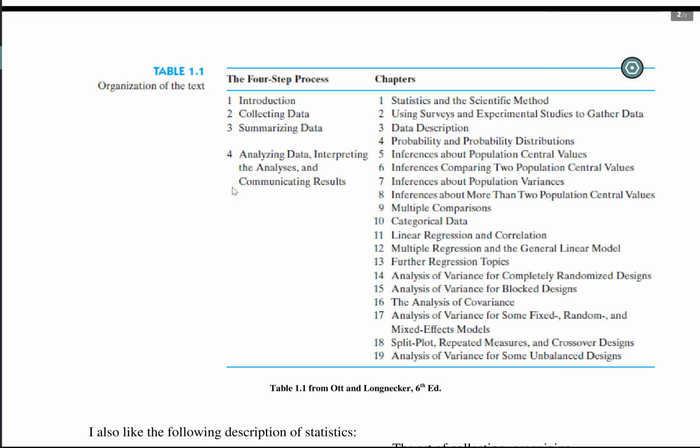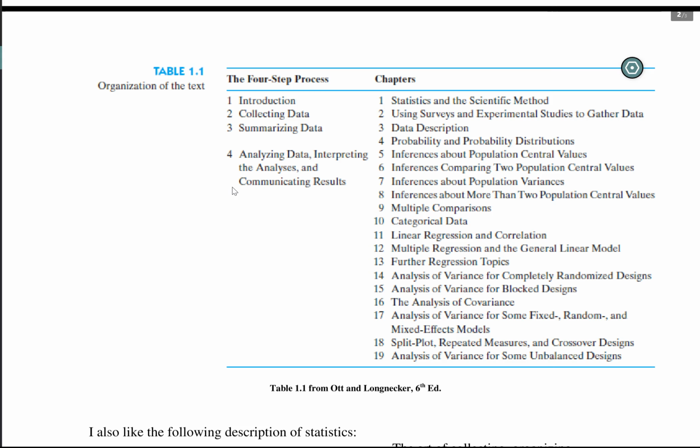Step 2, collecting the data. We're going to look at some survey methods and experimental studies to gather the data. That's from chapter 2. Step 3, summarizing the data, deals largely with chapters 3 and 4. And then if you look here at step 4, analyzing, interpreting, and communicating, those consist mainly of chapters 5 through 19 and make up the bulk of this textbook, but also the bulk of what we're going to do in this course.